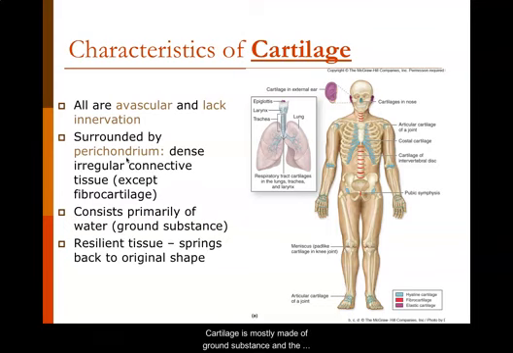Cartilage is mostly made of ground substance, and the ground substance in cartilage is a water-based ground substance. It's actually a very firm, gel-like consistency. So this ground substance is what gives cartilage its resiliency.